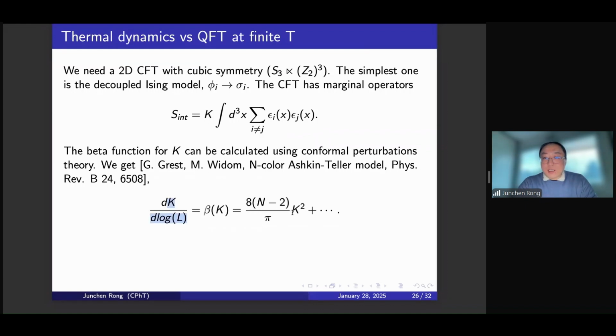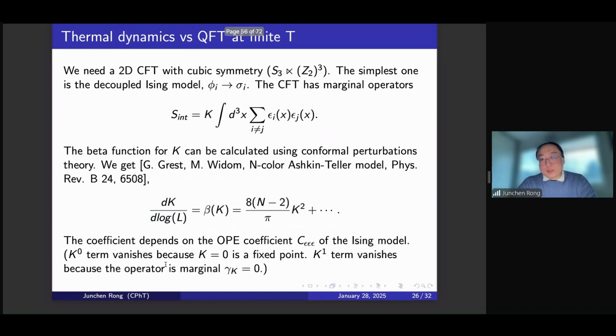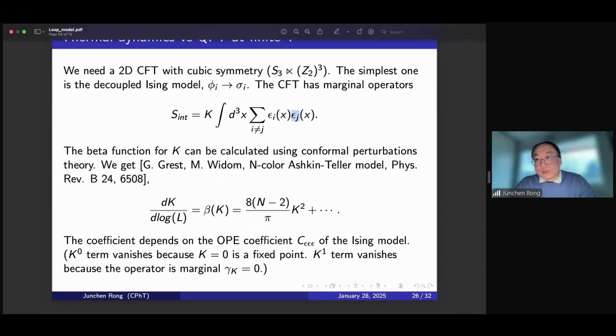It starts with k-squared order. Why does it start with k-squared order? Because the k equal to 0 order vanishes, because it's a fixed point. K equal to 0 is a fixed point. The order linear in k vanishes because this operator is marginal. Its dimension is precisely equal to 2. I forgot to mention that each epsilon has dimension equal to 1, so two copies of them. Because we are in the decoupled theory, it won't renormalize, and therefore this is basically 1.